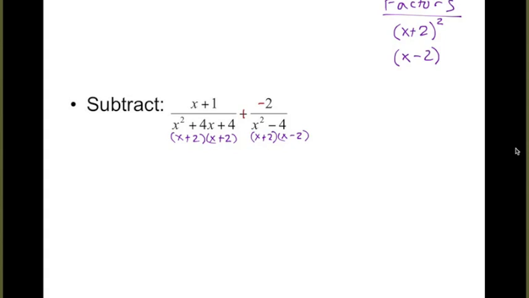How many x minus 2's am I going to need? 1. I don't have any in the first one, but I do have 1 in the second one, so I need 1 of them. Okay? You don't need to accumulate them. You need the most that's present in any single denominator. So I'm going to have x plus 2 squared and an x minus 2 as my common denominator.